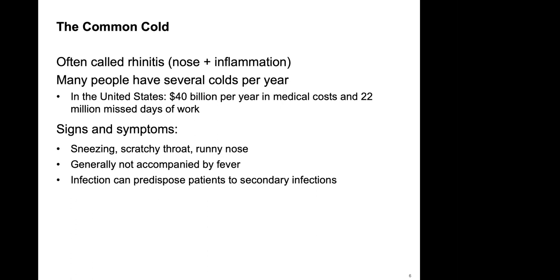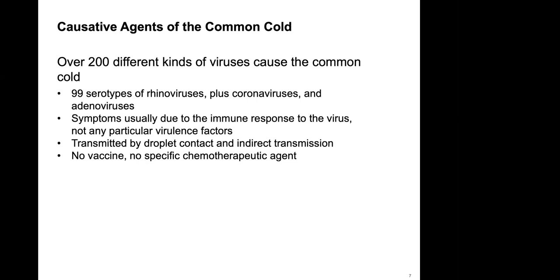What that means is if you start off with the common cold, you can actually end up with a little bit more of a serious respiratory infection that might be caused by a bacterial species. Now, the causative agents of the common cold: over 200 different kinds of viruses can cause the common cold. There have been 99 different serotypes of rhinoviruses, plus coronaviruses and adenoviruses. Coronavirus is not a new thing. It typically causes the common cold, except this more recent series of strains tend to be pretty severe.